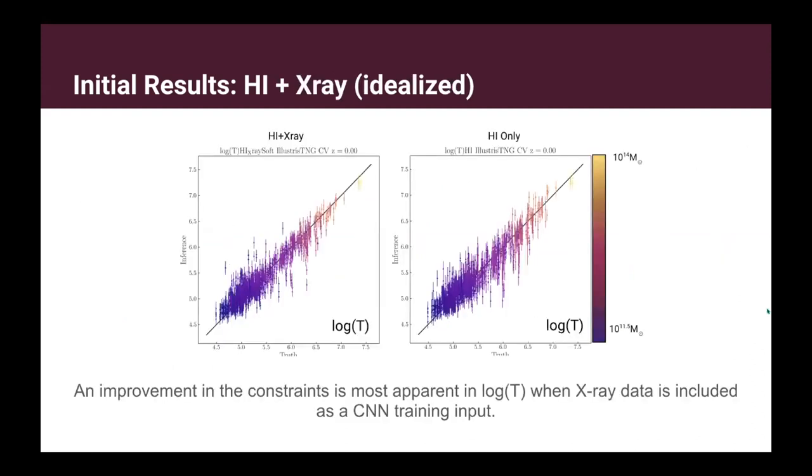And so now we are combining H1 with X-ray, and I'm not going to show all of the parameters, but just the most improved. So for temperature, the right plot is just H1, and it's already pretty good. And now we're introducing X-ray. So it's, I think, helping in the low mass range particularly. And so the constraints are definitely improving. This is a good sign that the network, even the light version of the network, is doing what it's supposed to do.